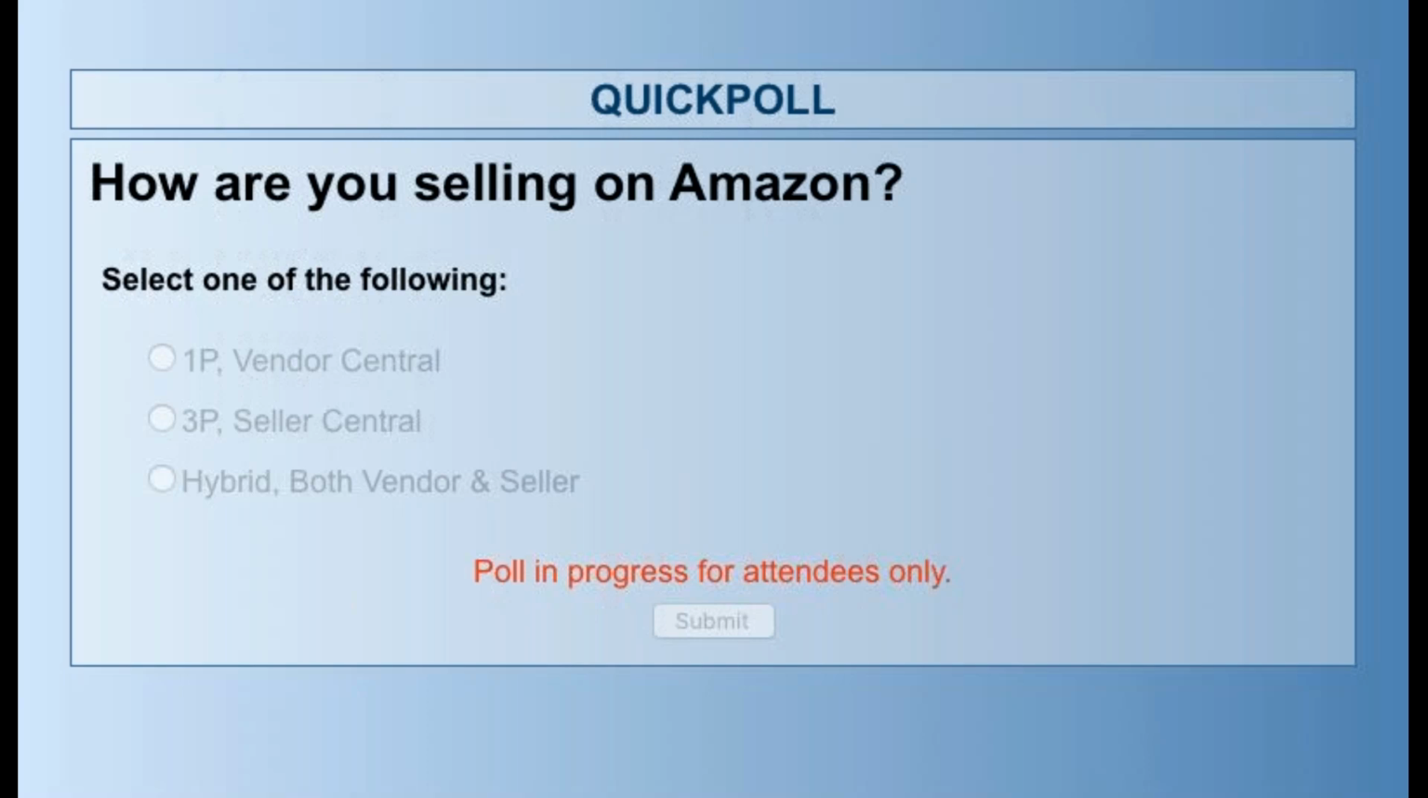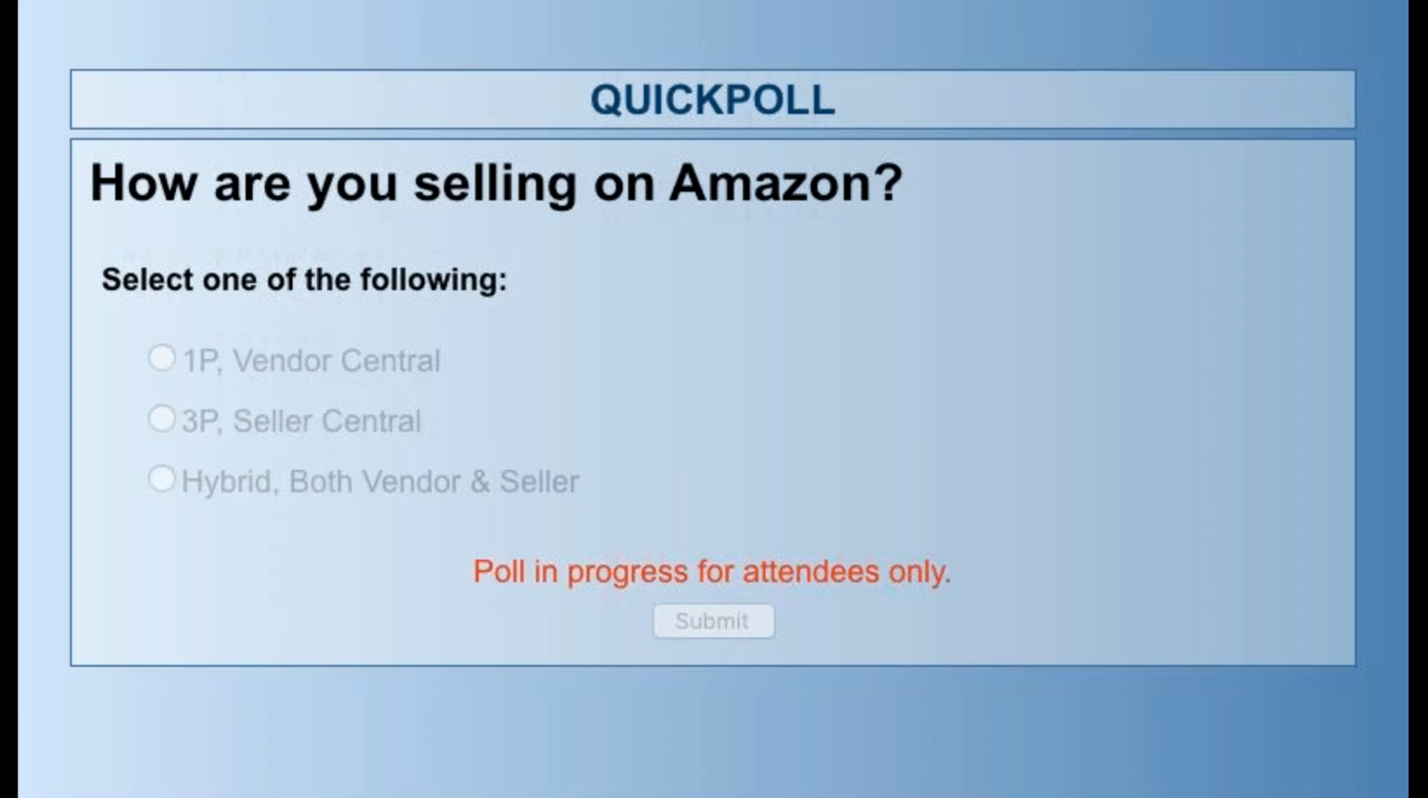The first question here is, how are you selling on Amazon? And if you're not yet selling on Amazon, I know we have some attendees today who are not yet selling, so what are you strategizing to sell on? Is it 1P, Vendor Central, 3P, Seller Central, or hybrid? Are you looking for both, or do you currently do both? I will close this poll in the next couple seconds.